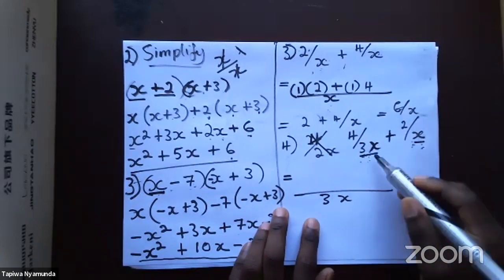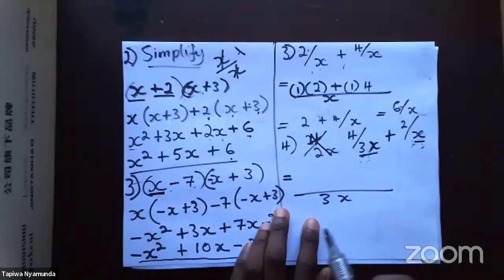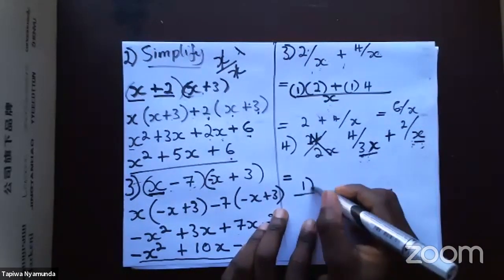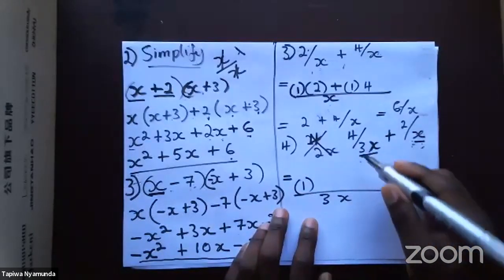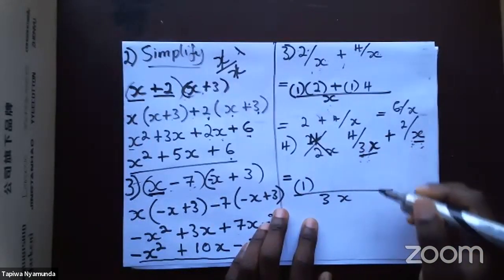Then we say 3x divided by 3x. So we have the same situation we had previously. When we say 3x divided by 3x, we have 1. Then this one is going to multiply what? This one is going to multiply 4.